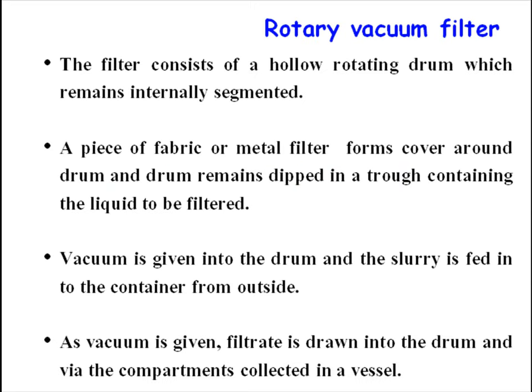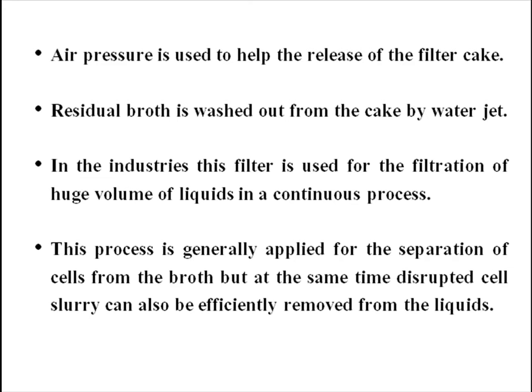Next is continuous filtration. First, the rotary vacuum filter. The filter consists of a hollow rotating drum which remains internally segmented. A piece of fabric or metal filter forms a cover around the drum, and the drum remains dipped in a trough containing the liquid to be filtered. Vacuum is applied to the drum and the slurry is fed into the container from outside. As vacuum is applied, filtrate is drawn into the drum and collected in a vessel via the compartments. Air pressure is used to help the release of the filter cake. Residual broth is washed out from the cake by water jet.